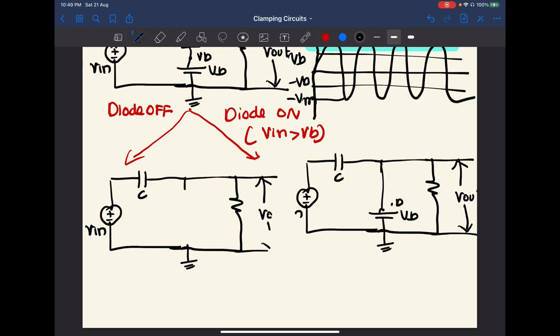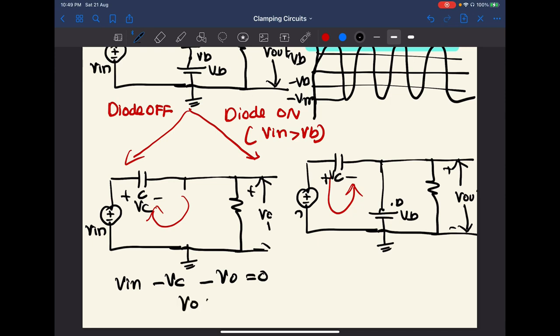And applying the KVL in both these circuits, in this manner here, we can just write down the KVL equations. V in, assume that it is Vc here plus minus, here also Vc minus plus minus, minus Vc minus V out equal to 0. So V out in fact equal to V in minus Vc.